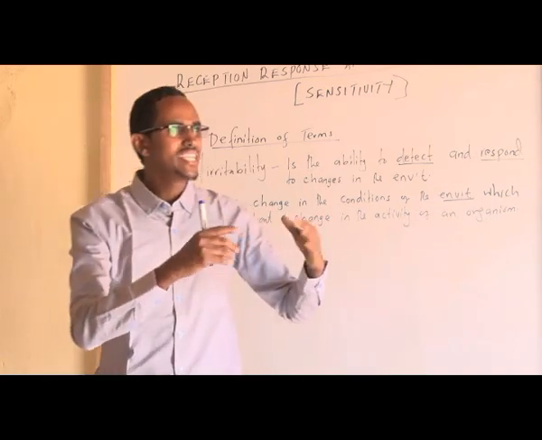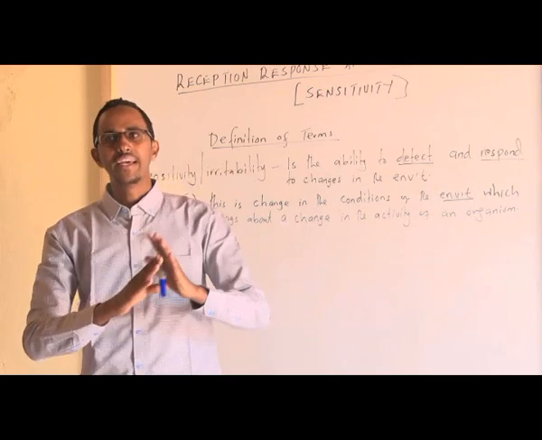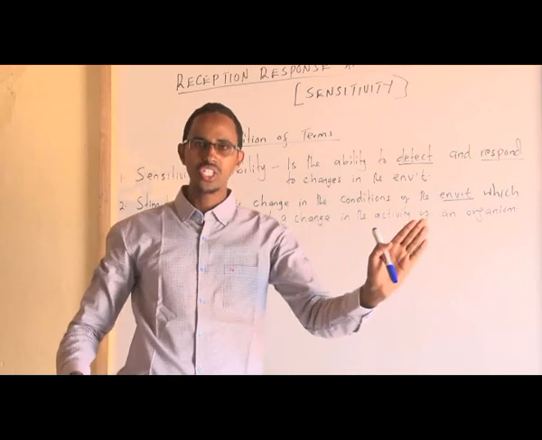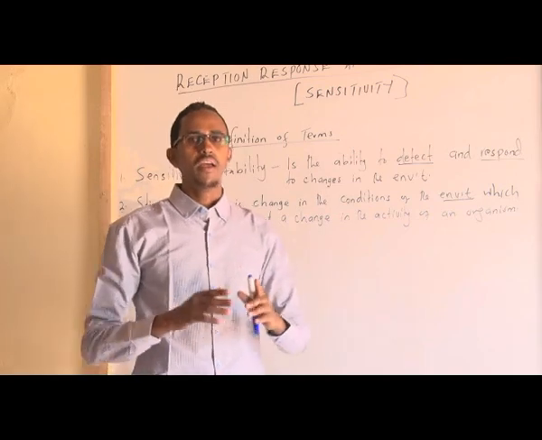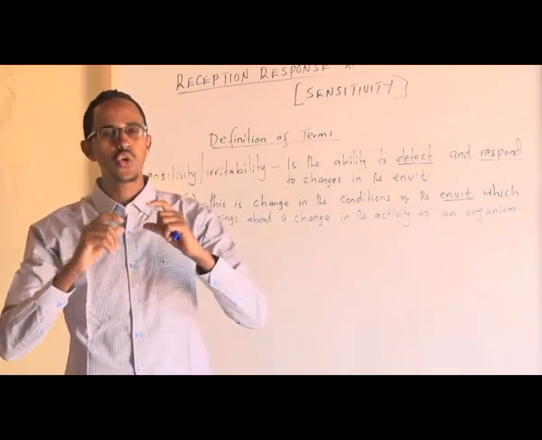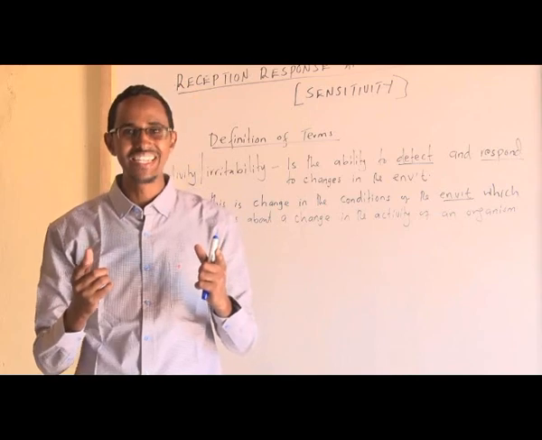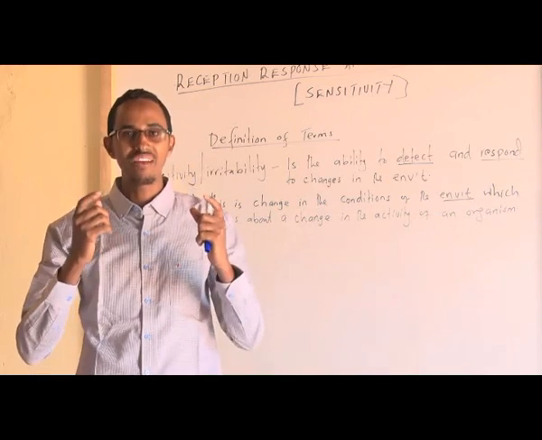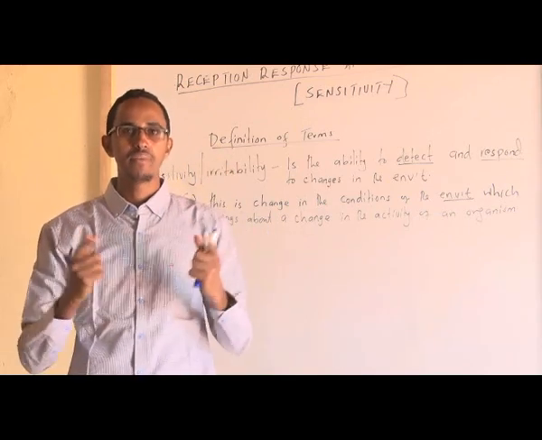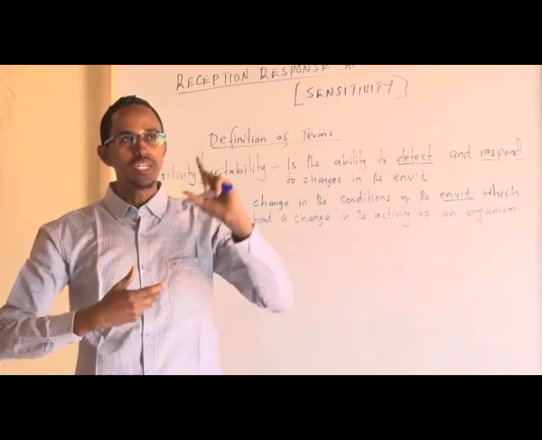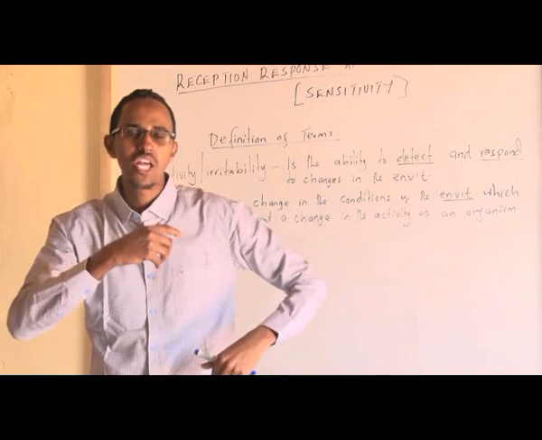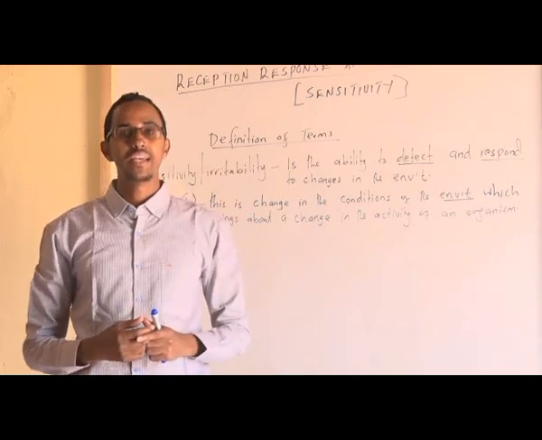The change could be a change in the direction of light. Is the light coming from this direction or that direction, or is it unidirectional? It all depends. Again, the variation could be about humidity, the amount of water vapor in the atmosphere. Is it low or high? Then the organism, depending on what's happening in the environment, will also have to adjust itself.